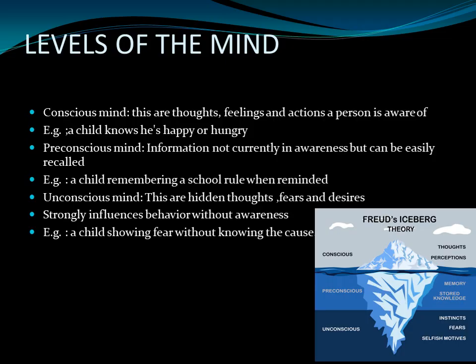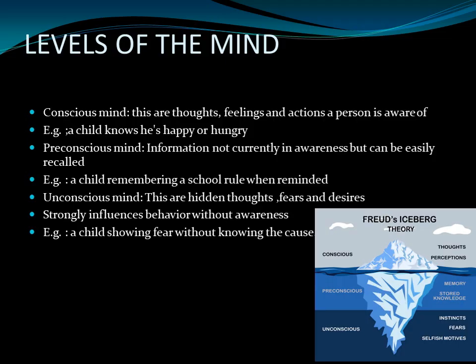Now let's look below the water. Now we have a bigger part of the iceberg, and there we have the preconscious mind. Then deep below we have the unconscious mind. So let us understand the conscious mind. These are the thoughts, the feelings, and the actions a person is aware of. Example, a child knows he's happy or sad, or hungry. Or also we can say, you, my viewers, as you are watching, your conscious mind is aware that you are looking at this video.